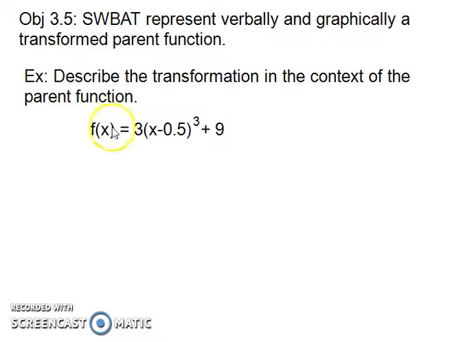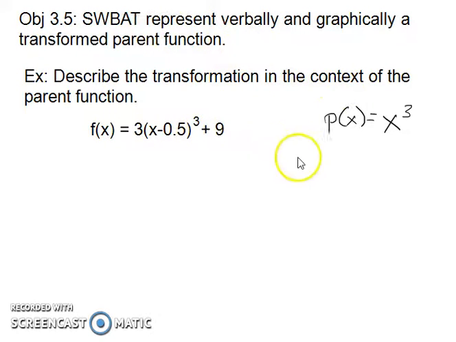Next example. We have this time a specific parent function. You notice there's no f anymore, and it says describe the transformation in the context of the parent function. So let's just make sure that we all know what the parent function is. I'm going to write it over to the side. The parent function here would be x cubed, and you can see that little cube there. There's some other stuff going on, but that would be the basic parent function. So we know what a cubic function looks like. Kind of looks like an s, and then these things change that parent function.